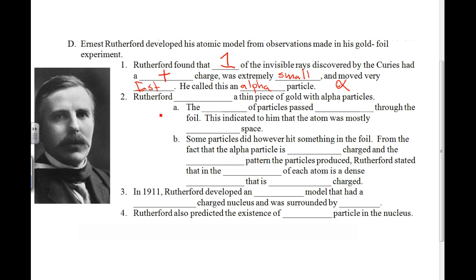Number 2, Rutherford shot a thin piece of gold with alpha particles. The majority of particles pass directly through the foil. This indicated to him that the atom was mostly empty space. And this is where I reinforce my theory that almost everything that we are is absolutely nothing.